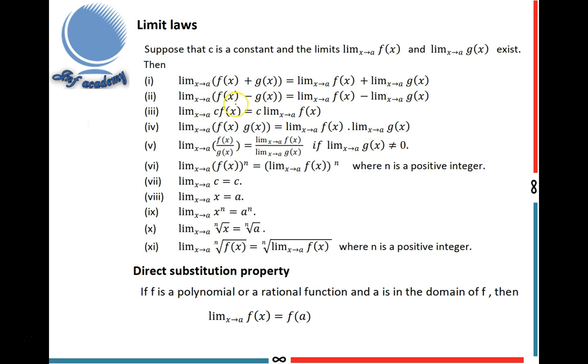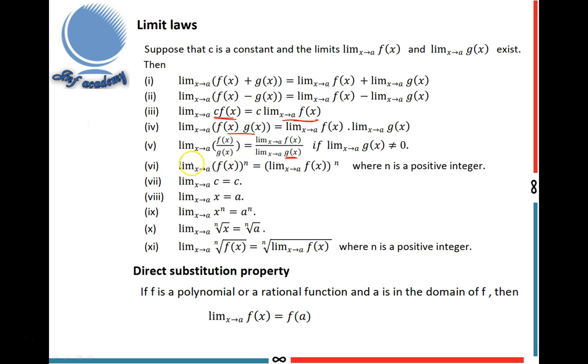The second one is the limit of the difference is the difference of the limits. The third one is the limit of a constant times a function is the constant times the limit of the function. This is the third law. The fourth law is the limit of the product is the product of the limits. The fifth one is the limit of the quotient is the quotient of the limits, provided the limit of the denominator is not equal to 0; only then does the quotient exist.